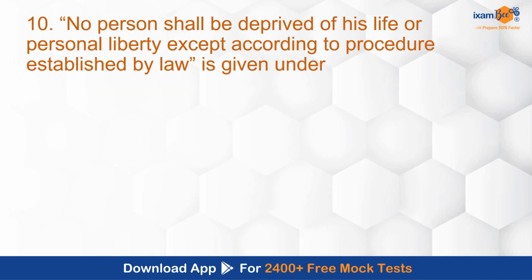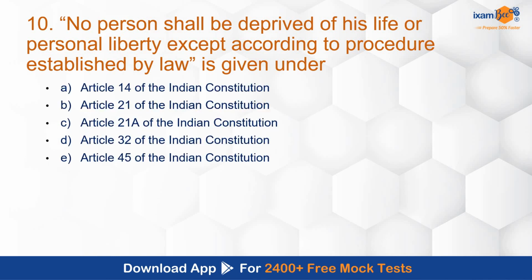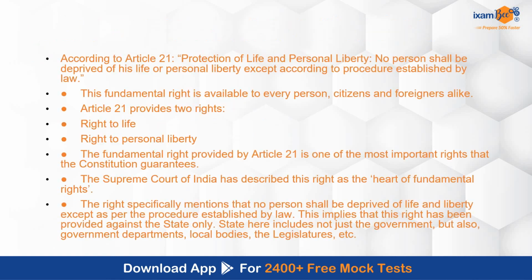Question number 10. No person shall be deprived of his life or personal liberty except according to procedure established by law. Under which article is this given? The correct answer here is B, Article 21. This is given under Article 21, protection of life and personal liberty. So you can pause the screen, you can read it there. Article 21 provides two rights, right to life, right to personal liberty.